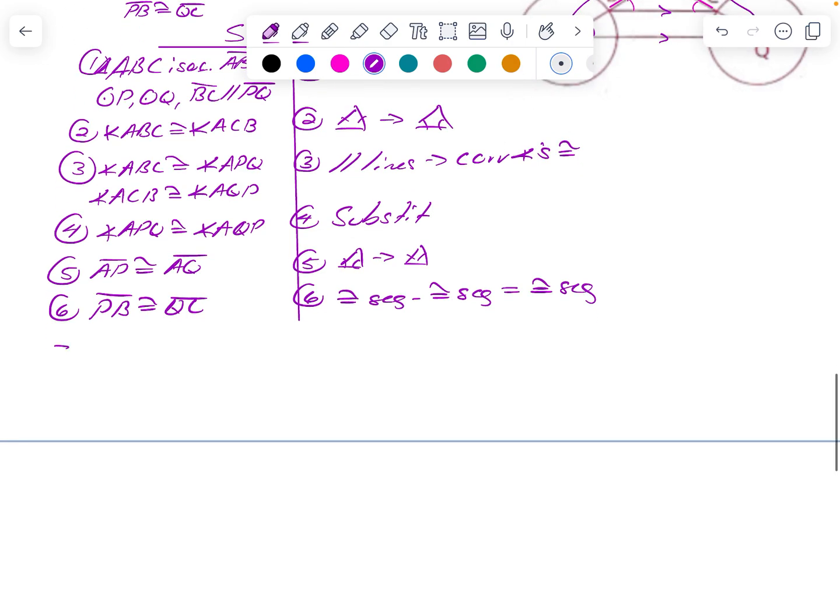And now that those are congruent, we can say circle P is congruent to circle Q because, let's make this shorter, congruent radii means congruent circles. Oh, that was so much better.